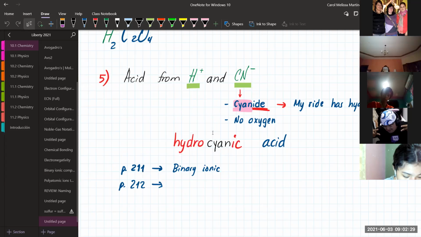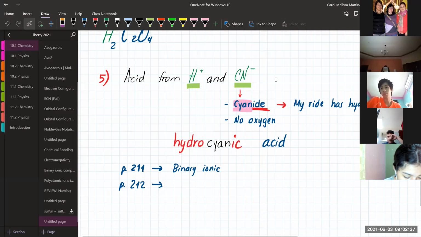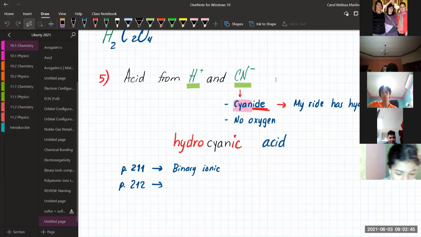It says, name of the compound, copper 2 chloride. What kind of naming is that? Why is the book using Roman numerals? What kind of element is copper? It's a transition metal. So, on page 212, it is still the topic binary ionic, but using Roman numerals.